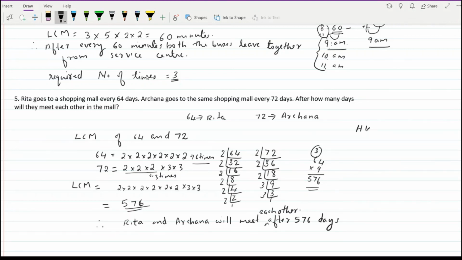Now you have to write the homework. Homework: Exercise 3.5, questions number 2 and 4. These are the two questions left out. Please try the homework. If you are not getting it, let me know. While taking the online session, I will help you solve the questions.